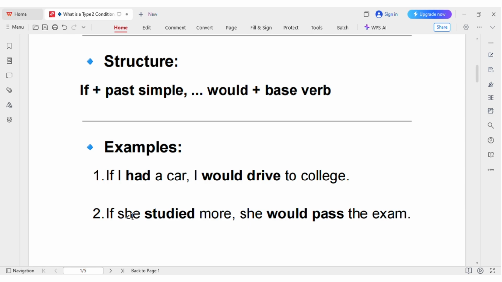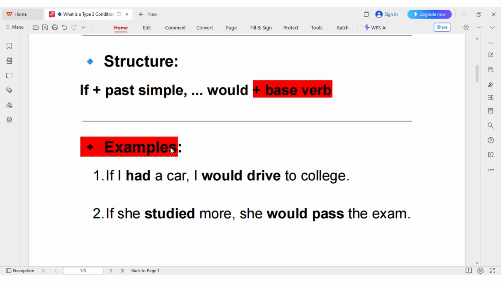Now the structure of second conditional sentence is, first we have to use if, then past simple, and then that is the would plus base verb. Okay, the example, then it will be easy if you understand the examples properly of second conditional sentence. If I had a car, I would drive to college.